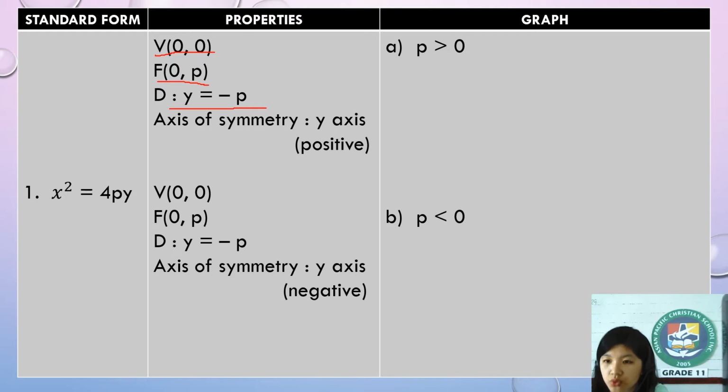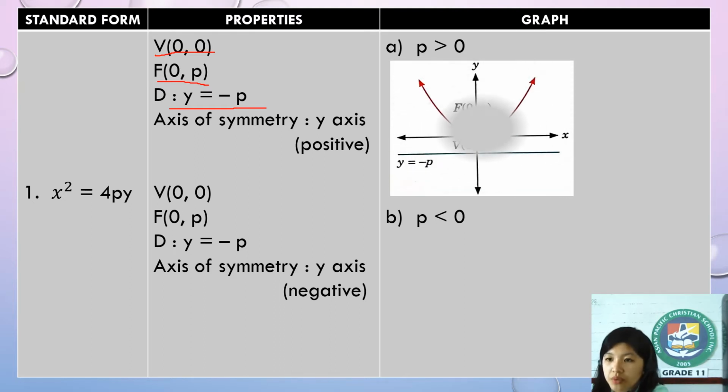And axis of symmetry will be y-axis or positive y-axis yung patayo. Ito yung patayo. Then yung x-axis yung pahiga. Next, kapag p is greater than 0, we have the vertex. Ito yung origin, yung kung saan nag-meet yung ating y-axis. Ito yung y-axis, yung patayo. Then, x-axis, yung pahiga. Then, yung focus natin ay (0, p). Nasa line siya ng y-axis.